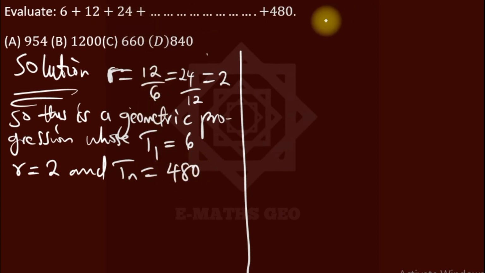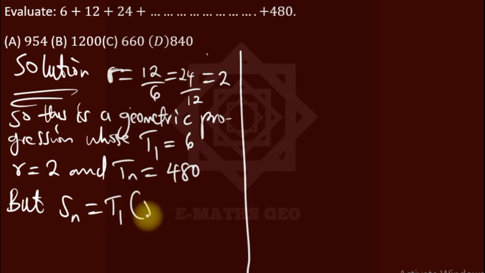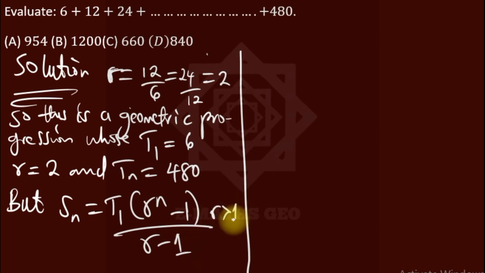So we're asked to find the sum, but if you could remember, the sum of the first n terms of a GP is always equal to T1 (r^n minus 1) over (r minus 1). So we normally use this if r is greater than 1, but the other way around, T1 (1 minus r^n) over (1 minus r), when r is less than 1. But in this case, r is greater than 1.